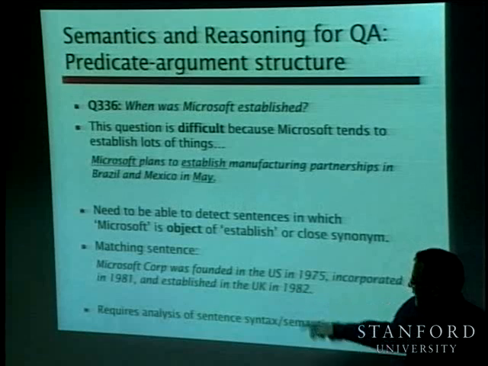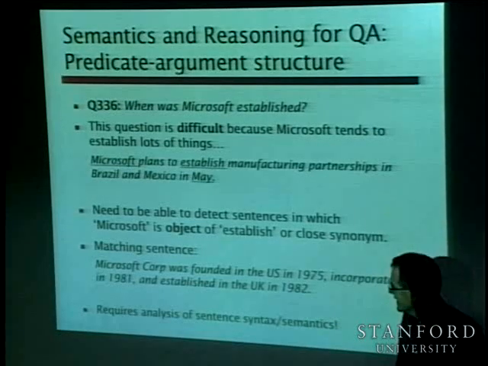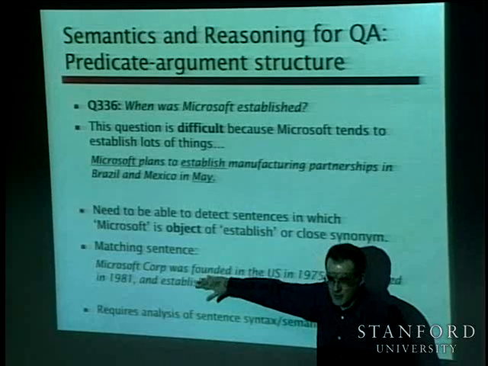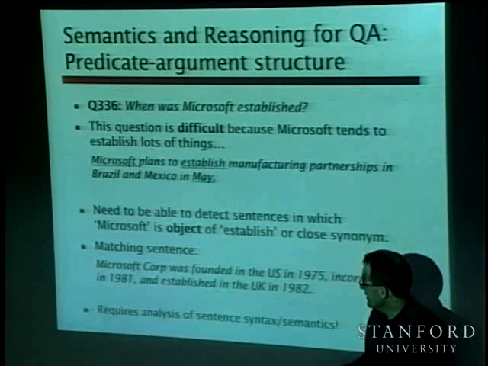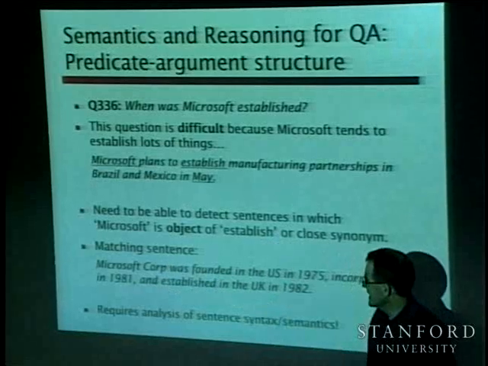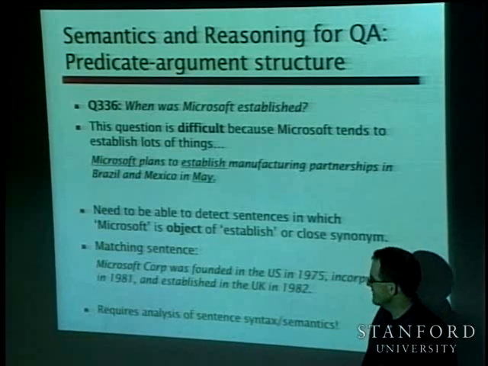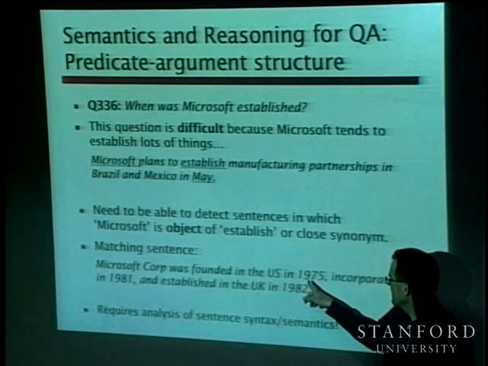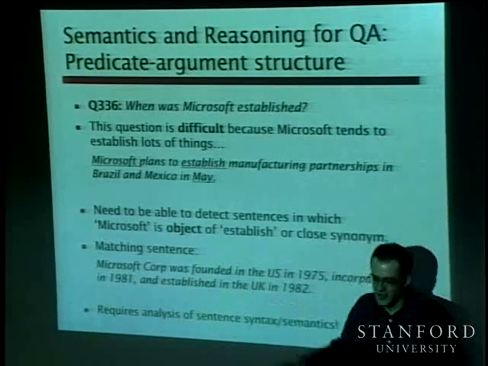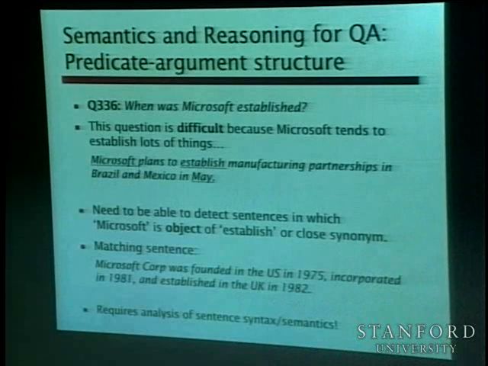answer. What you then want to do is have enough semantic technology that you can work out that founded is equivalent to established, and that this is the passive form of Microsoft was established, where Microsoft is the object of establishing. And so the right answer is 1975, where this is talking about a subsidiary in the United Kingdom.